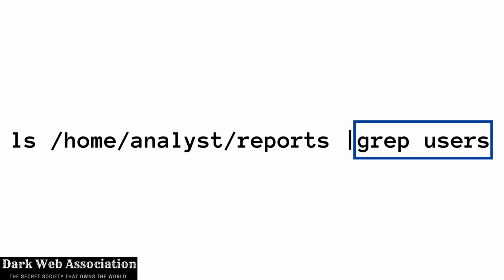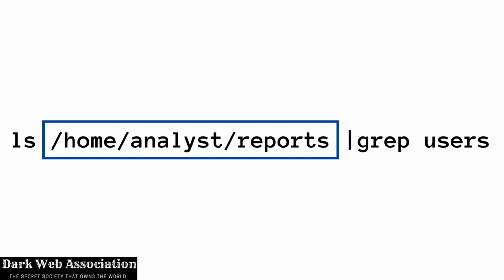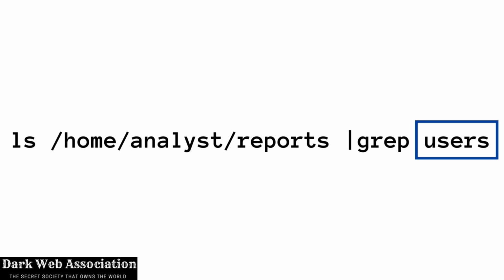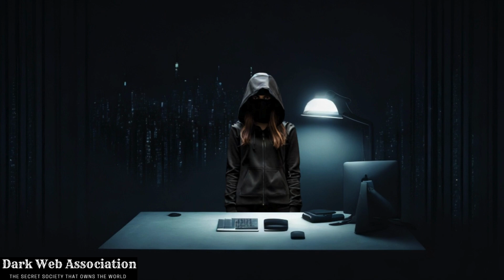As we just learned, grep searches for a specified string of characters, in this case, it's users. But where is it searching? Since grep follows a pipe, the output of the previous command indicates where to search. In this case, that output is a list of files and directories within the reports subdirectory. It will return all files and directories that contain the word users. Let's explore this in bash.